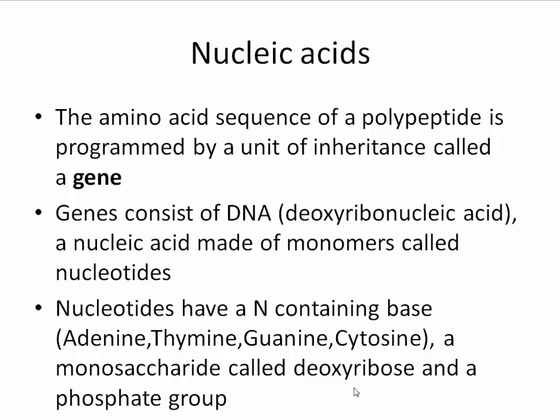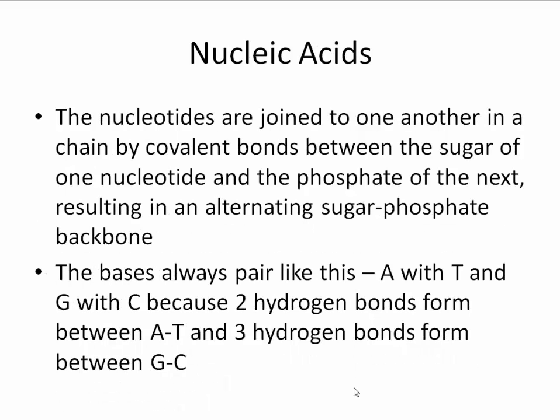Nucleotides have a nitrogen-containing base, and it could be either adenine, thymine, guanine, or cytosine. And besides that nitrogen-containing base, a nucleotide will have a monosaccharide sugar called deoxyribose, and it will also have a phosphate group. The nucleotides will join together by covalent bonds between the sugar of one nucleotide and the phosphate of the next, and so you get this resulting backbone of alternating sugar-phosphate.